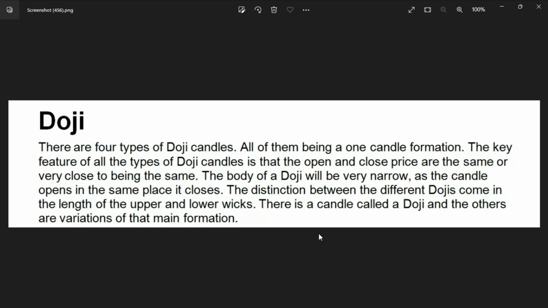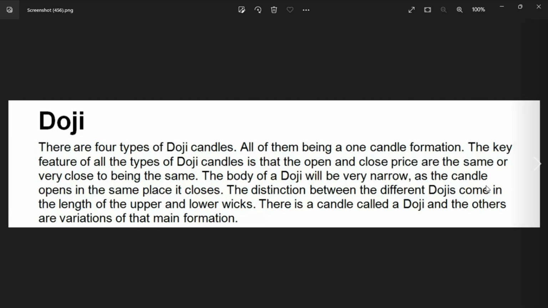The difference between those doji candlesticks, as I said, we have 4 different types, is the upper and the lower wicks. There is a candle called a doji, and the others are variations of that main formation, similar ones that look like it, which made it 4 types. We may even have more than 4, or 5 or 6 types of these doji candles.